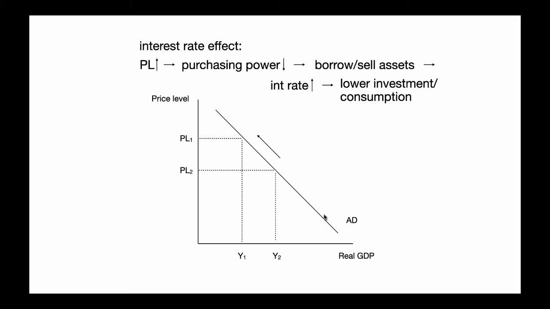So remember, aggregate demand just meaning total spending on all those components: consumption, investment, government spending, net exports. And this is happening as a result of a price level change.